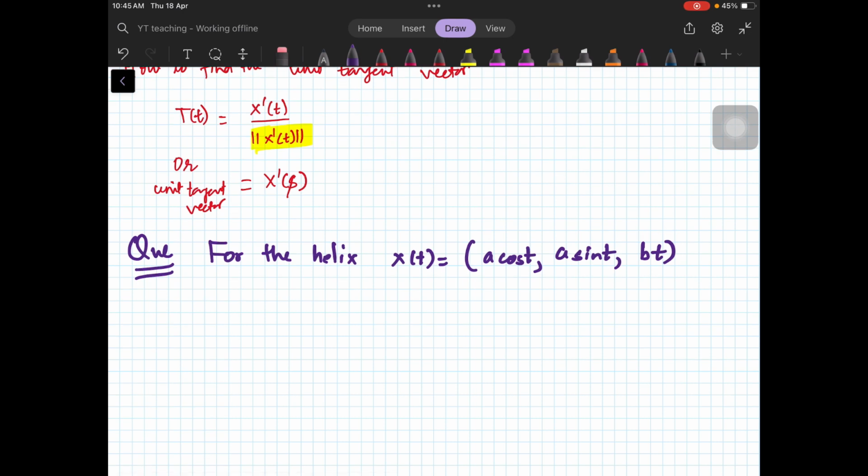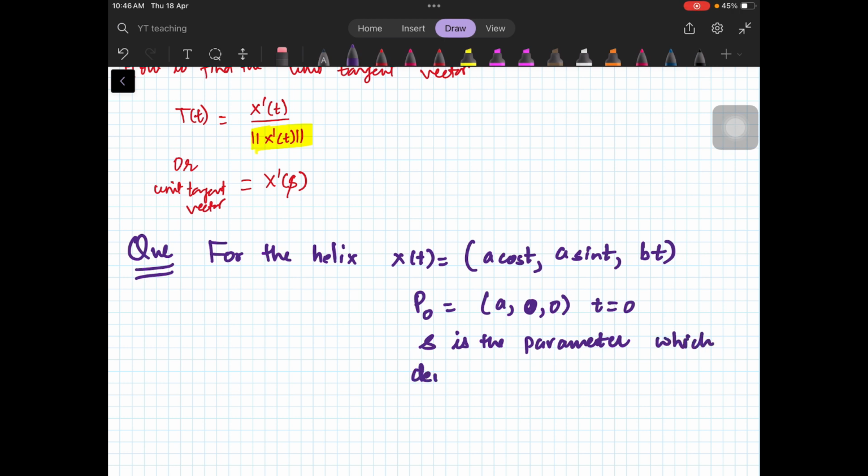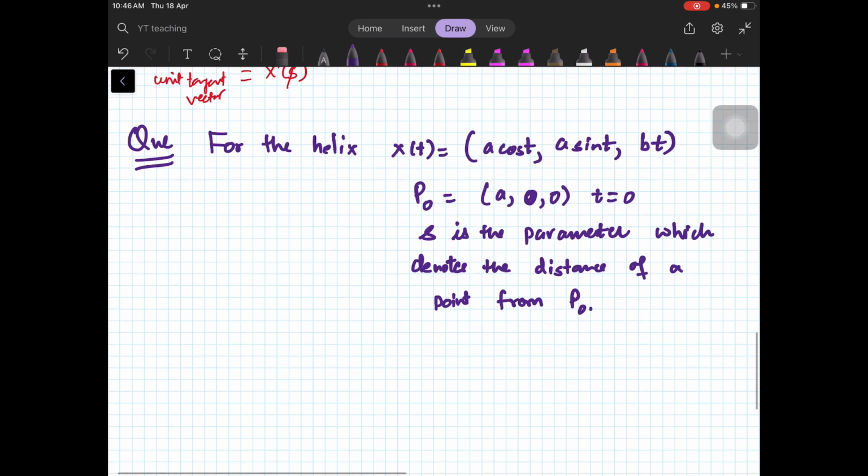Now suppose this is my helix. P naught is a point, because I want to do it both with the parameter t and s. So p naught is the point corresponding to t equal to 0, and s is the parameter which denotes the distance of a point from p naught. Now let us see. I want to find the unit tangent vector here.